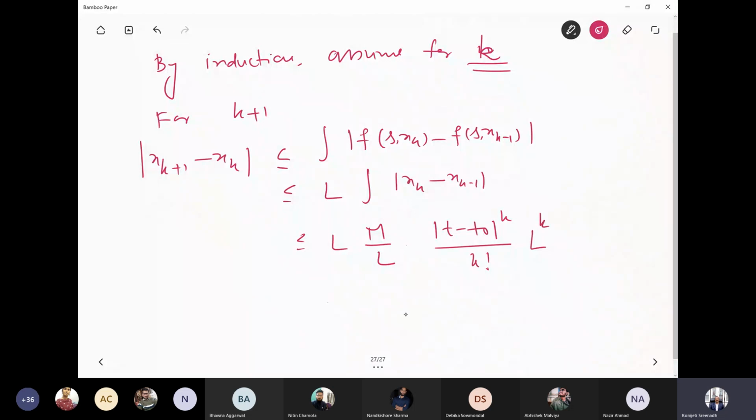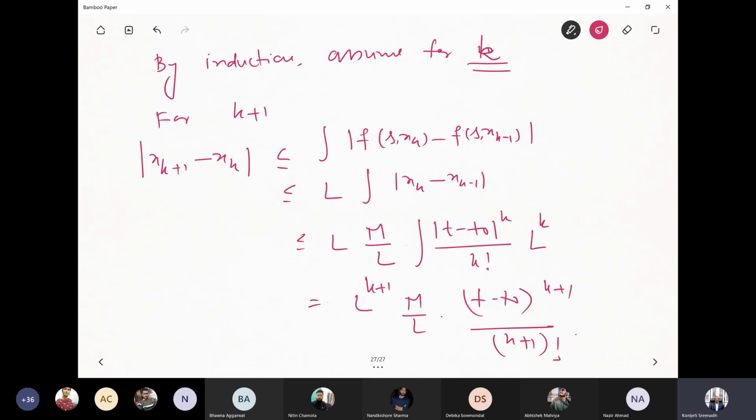Right. So this again integral. So this is nothing but L power k is there, so you can write L power k plus 1, m by L, and this is (t minus t0) power k plus 1 by (k plus 1) factorial. So this estimate is also true. Therefore, the claim follows. So this is by induction.